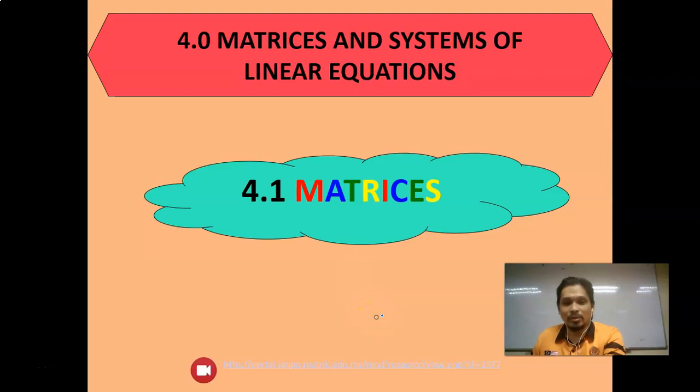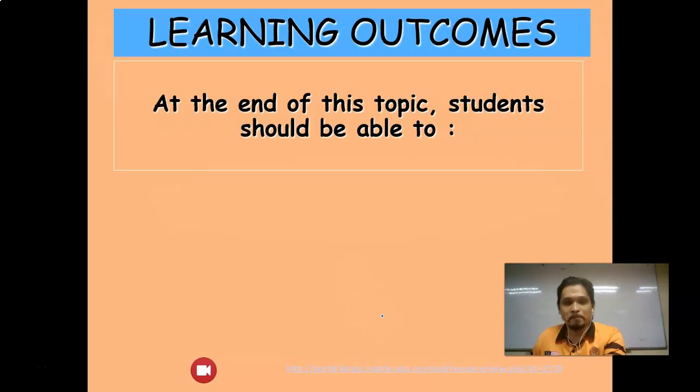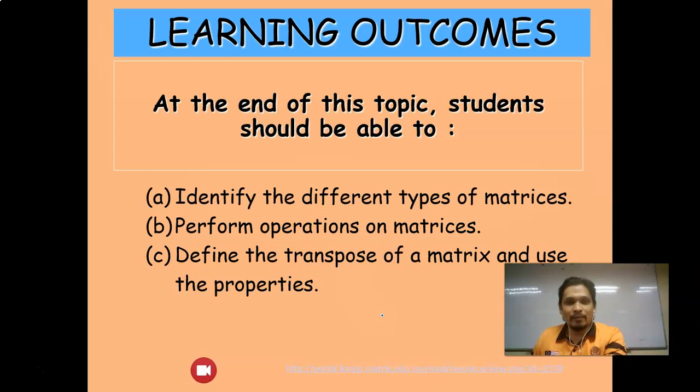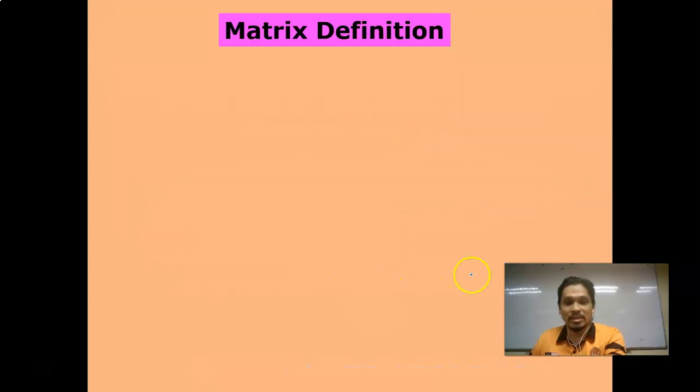Okay, so without wasting so much time, let's continue, and I do hope that all of you are holding your lecture notes with you right now. For matrices, at the end of this topic, students should be able to identify the different types of matrices. Different types are based on the size of the matrices, which is m multiplied by n.